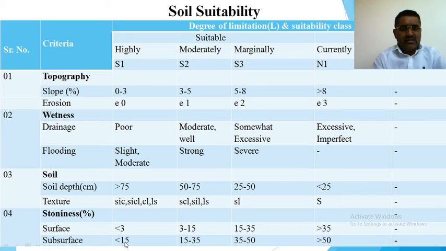Subsurface, again the same way: more than 15 that is highly suitable, 15 to 35 moderately suitable, 35 to 50 marginally suitable, and above 50 then that is currently not suitable, and permanently we can't say anything. So this is all about the suitability classes of the soil.